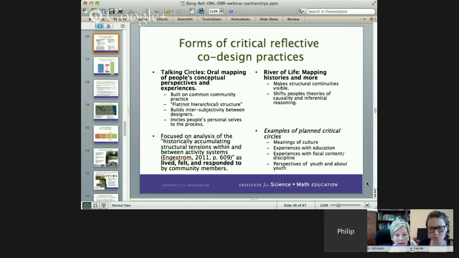Part of what I wanted to talk about is that in the early parts of our design, we really ended up engaging in what we call critical reflective co-design practices, and I'm just highlighting two here.